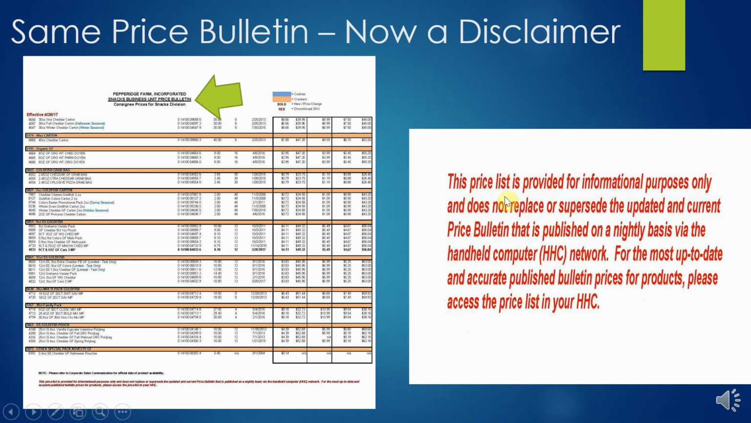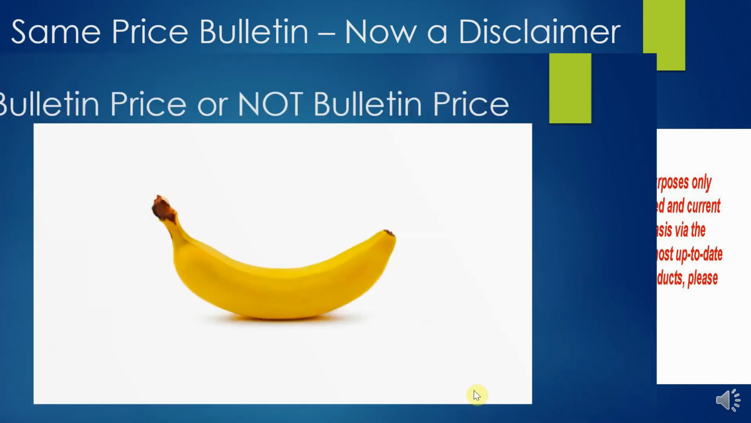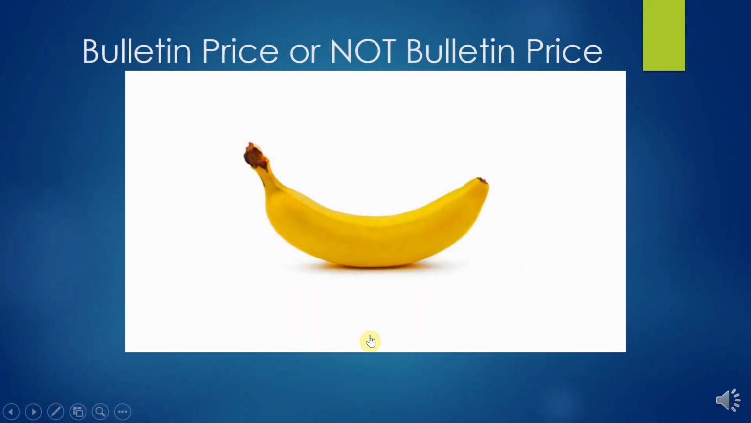So are we paid on a price list or are we paid bulletin prices? Whose responsibility is it to provide this list? Is it Pepperidge Farm or is it the distributors? Well, this brings up a great question. Is it a bulletin price list or not a bulletin price list?